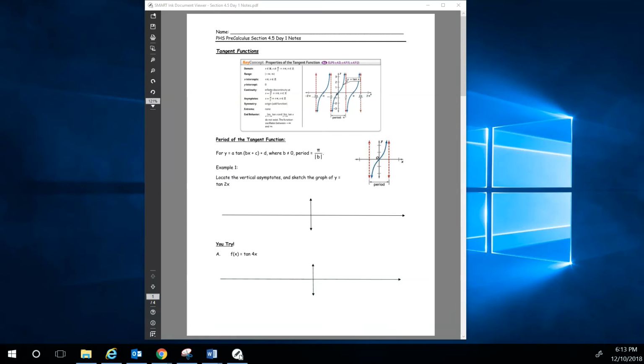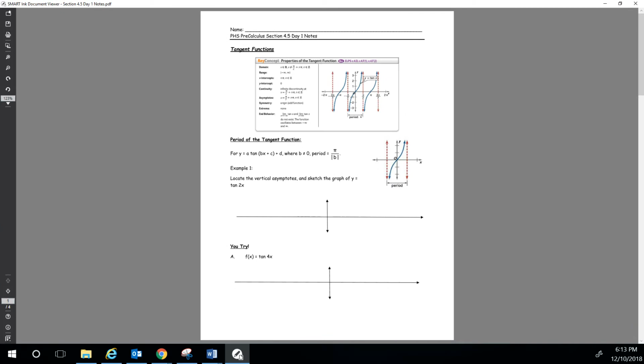Hello guys, here is section 4.5, day 1 notes. We are graphing tangent and cotangent functions.